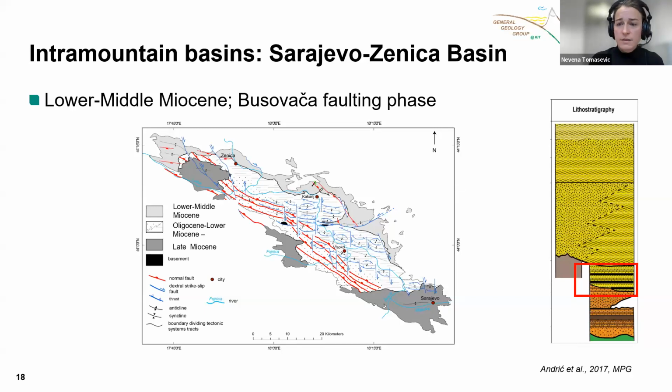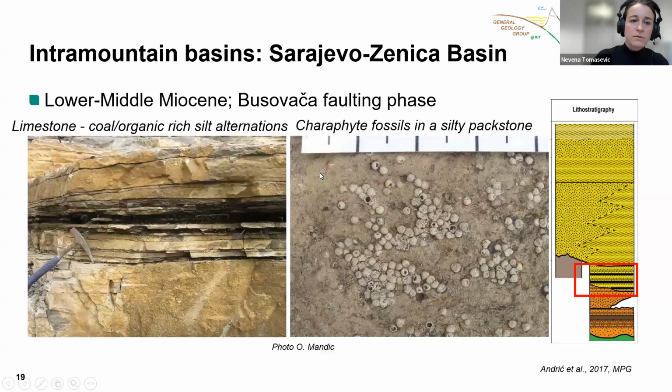During lower mid-Miocene, the Busovača fault becomes active, and it is mostly, as I said, constrained along the southwestern basin margin, and leads to asymmetric architecture of this basin, dividing it into a more active margin along the south and west, and then a more passive margin along the northeastern boundary of the basin. And in the northeast, we have mostly quiet deposition, which is represented by shallow water limestones, which often alternate with silts, clays, and coal deposits, in which we also find charophyte fossils.